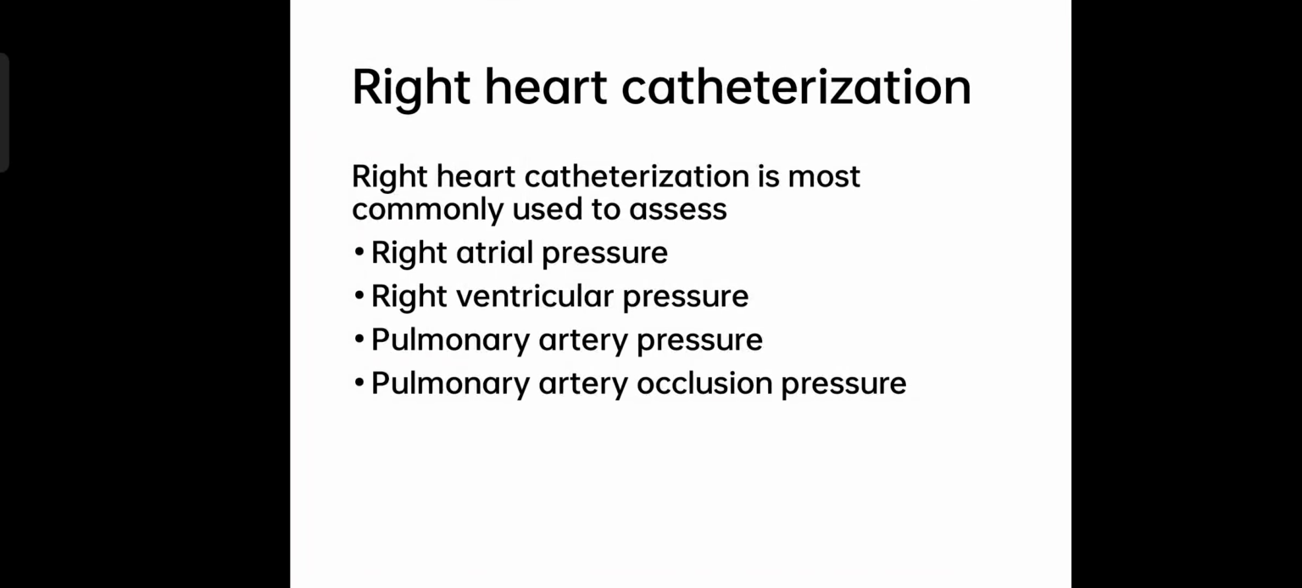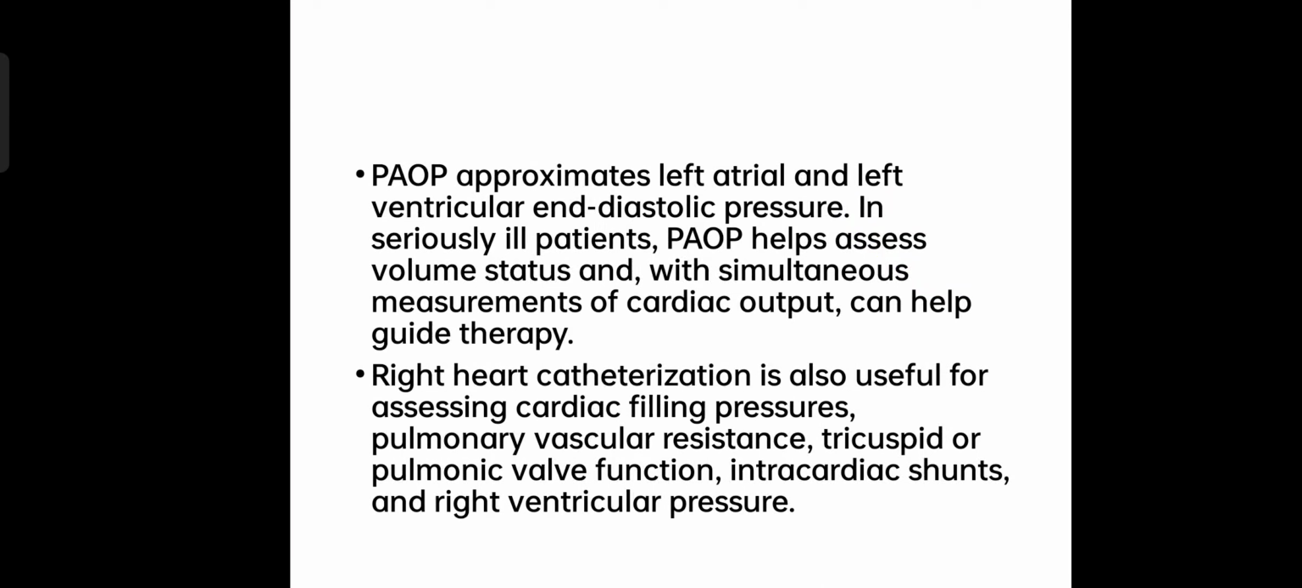Right heart catheterization is most commonly used to assess the right atrial pressure, right ventricular pressure, pulmonary artery pressure, and pulmonary arterial occlusion pressure. Pulmonary artery occlusion pressure approximates left atrial and left ventricular end diastolic pressure. In a seriously ill patient, PAOP helps assess volume status and, with simultaneous measurement of cardiac output, can help guide therapy.